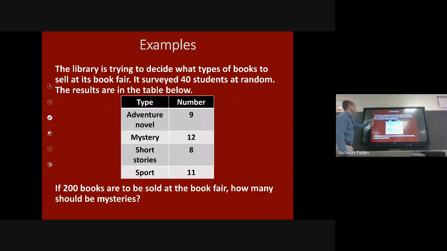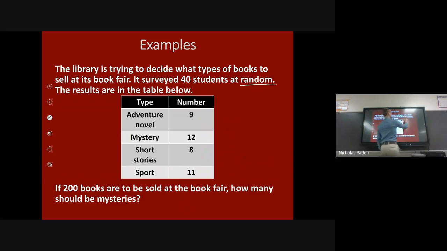Okay, so the next one is similar to that. A library is trying to decide what types of books to sell. It surveyed 40 students at random, so this is a valid conclusion. We can answer a question like this because it's random, which means it's not biased. These results are shown in the table. If 200 books are to be sold, how many should be mysteries?